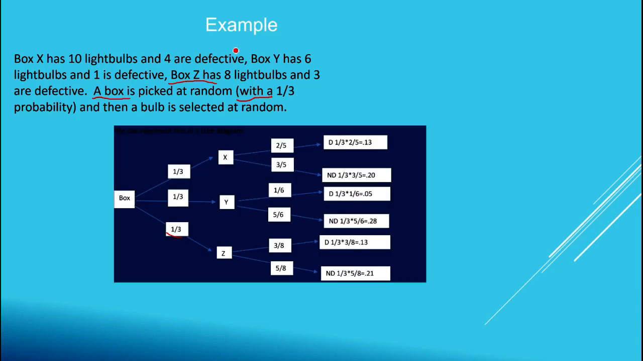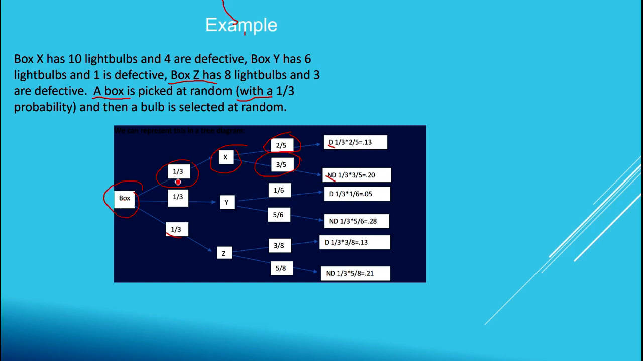Here's a tree diagram of our experiment. First step, you can see, is to select the box. This happens with a 1/3 probability each. We then randomly select a light bulb from the box, and if we've selected box X, we have a 2/5 probability of getting a light bulb which is defective. I've denoted that here by D, or a 3/5 probability of selecting a light bulb that is not defective, and I've abbreviated that by ND.